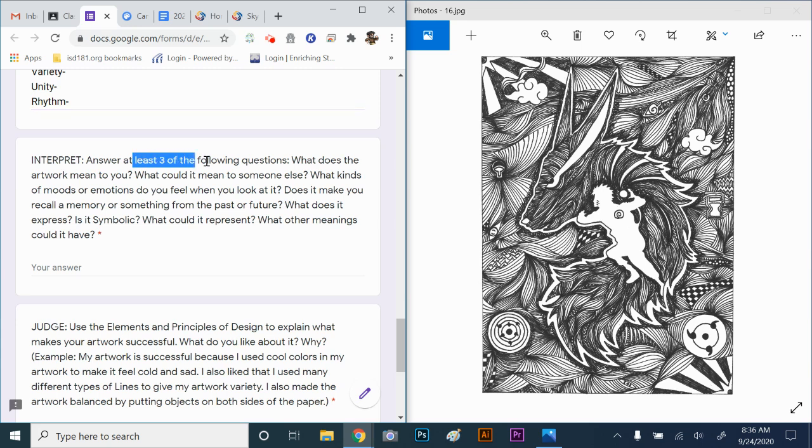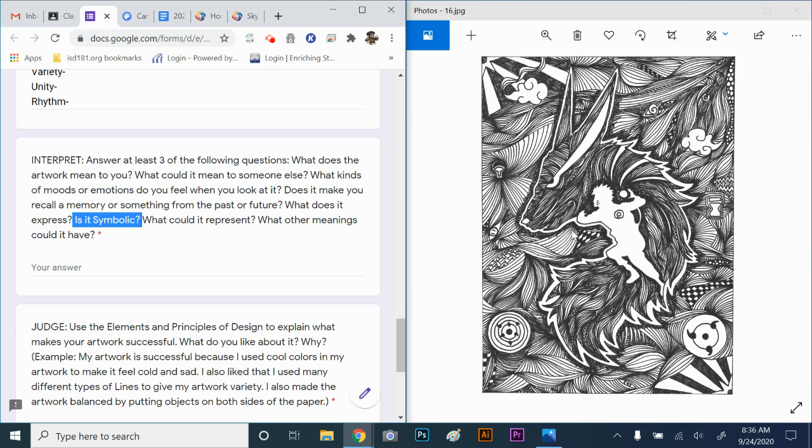So in here I say answer at least 3 of the following questions. So you could answer a question more than once if there's a different response. So for example, the question, is it symbolic? Maybe it symbolizes more than one thing. You could make 2 statements about symbolic. The main thing I'm looking for here is 3 statements, right?